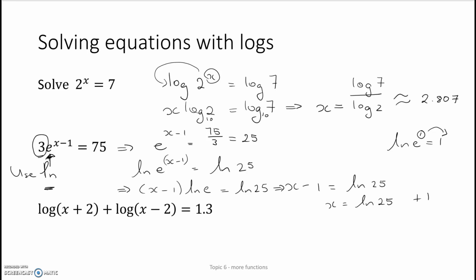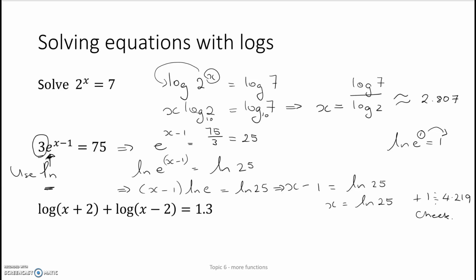Now just be careful, it's not natural log of 26, it's natural log of 25 plus 1, and you'd need to then look that up on your calculator. Natural log of 25, close your brackets, make sure you close your brackets, plus 1 is 4.21, or make it 4.219. Check your answer to see if that's right.